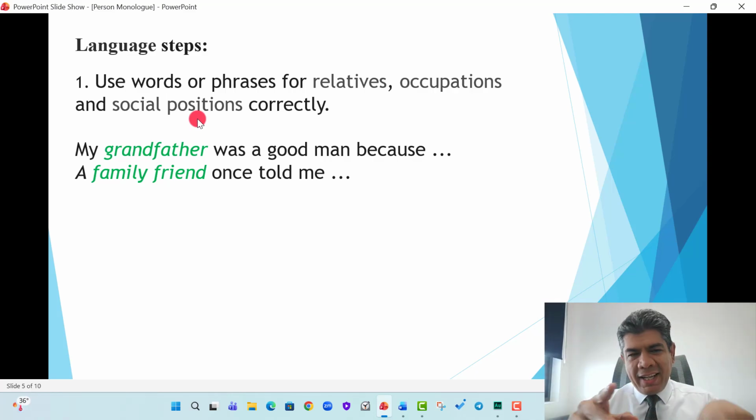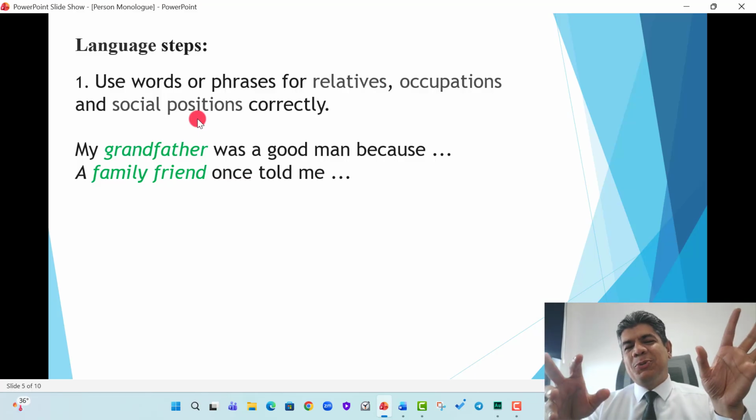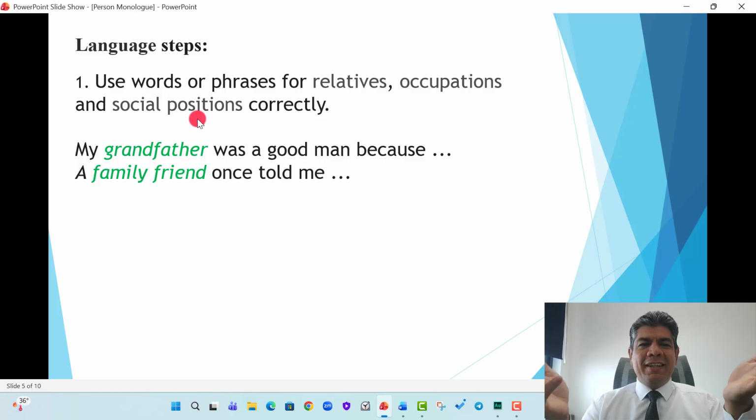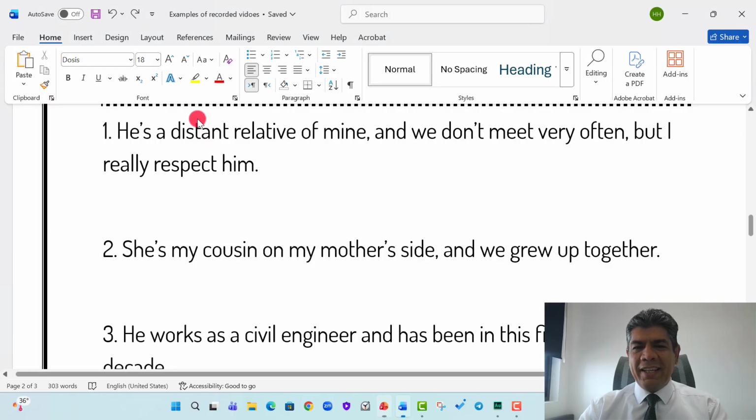I've got two examples here, but they're really simple examples. I'm going to show you more sophisticated, better answers and sample examples. Let's check them one by one and see how we can talk about someone's relatives, occupations, and social position in a part two speech when it comes to questions related to people. Just stay tuned. Let's move on.